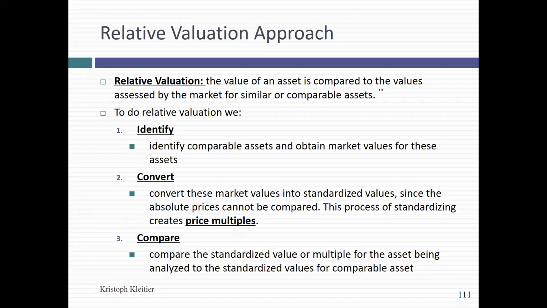So this means that, for instance, if you think about your parents' house, a comparable asset would be other houses in the same neighborhood that are about the same size, have the same lot, etc. And then you're going to obtain market values for these assets. So you're going to try to figure out what is the recent price of those houses when they've been sold.